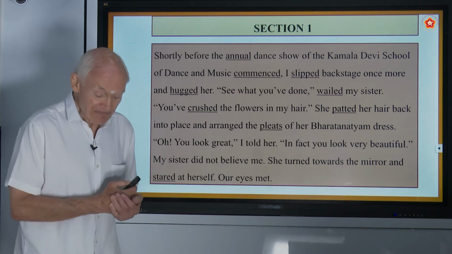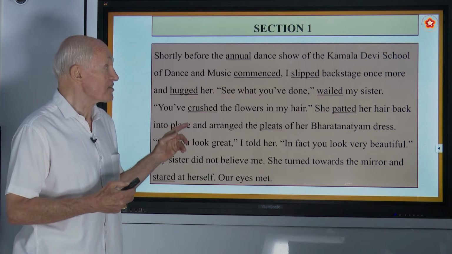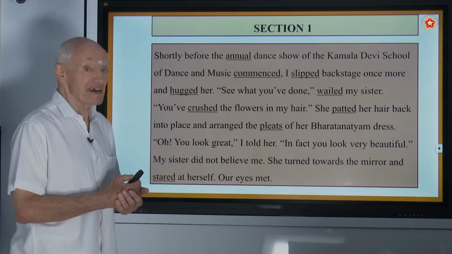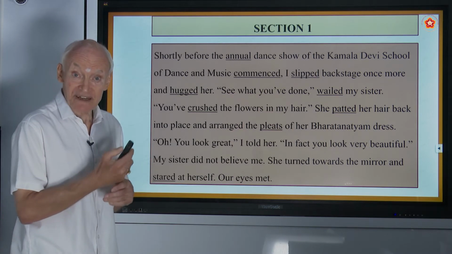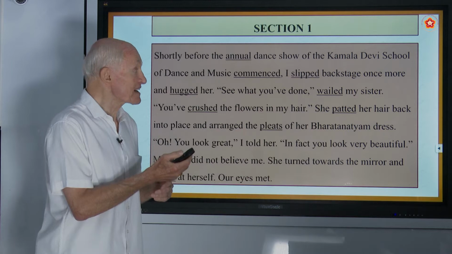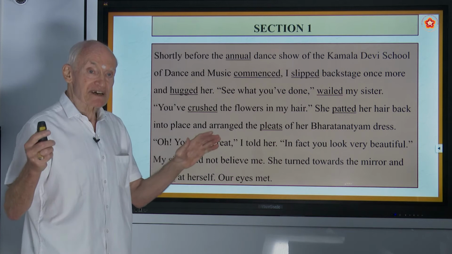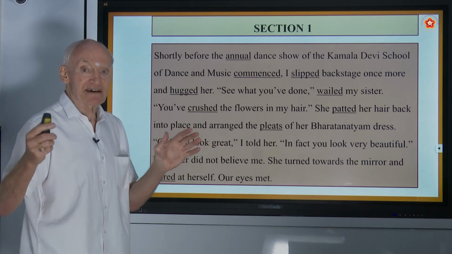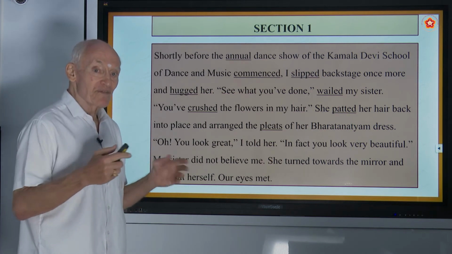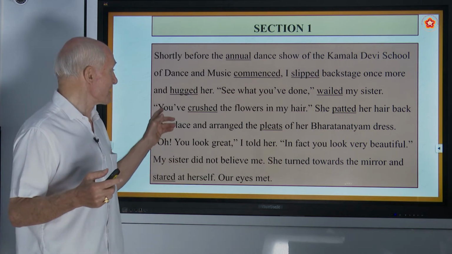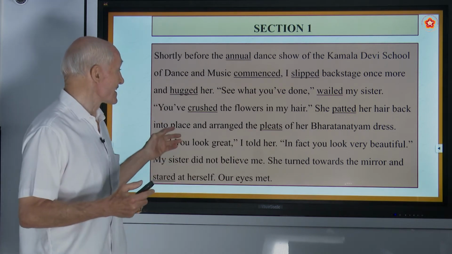It starts off that shortly before the annual dance show of the Kamala Devi School of Dance and Music, before it commenced, that's Simi, the lady I just showed you, okay? She slipped backstage once more and hugged her. She went back, you see there's a stage set up, and then on the sides they have dressing rooms, okay? So the younger daughter went to her older daughter and hugged her, went away, and then came back and hugged her again, okay?